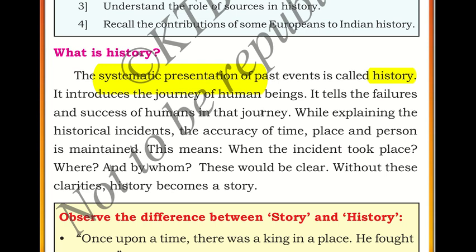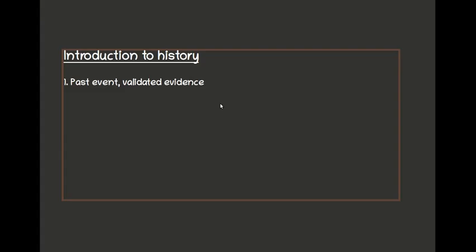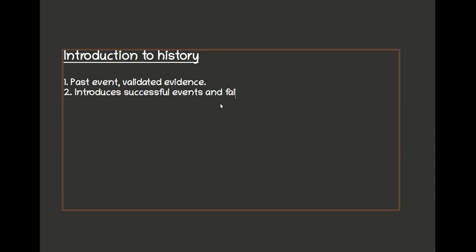So why is history important? It introduces the journey of human beings. It tells the failures and successes of humans in that journey. Whenever we are learning history, we need to keep in mind what we can understand and take away from it. So it introduces to us the successes and failures of our past. Because it introduces us to successes and failures of the past, we can learn from those events.